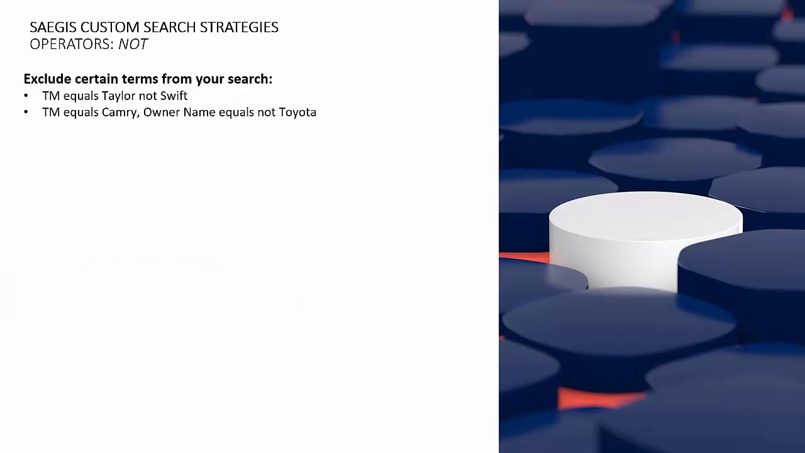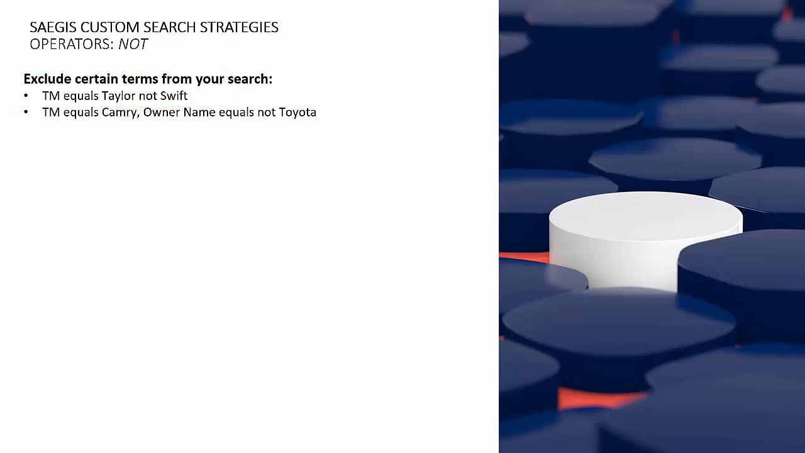Using the NOT operator, you can exclude certain criteria from a search. For example, if you want to find all trademarks containing the word Taylor, but not Taylor Swift, you can search Taylor not Swift. This allows you to remove unwanted results from a search.